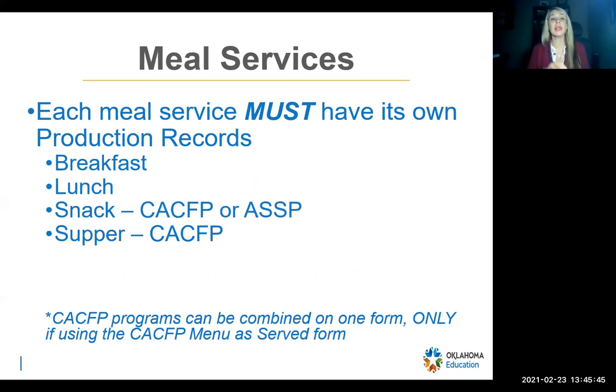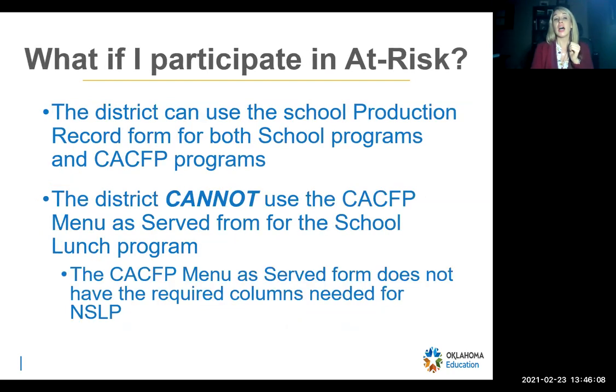Something else that we've been seeing, again, is that you must have a production record for each meal service. So if you do breakfast or lunch, they each have their own production record. If you do snack, it has its own menu as served form. Now, if you do CACFP, you can use the National School Lunch form. I just wanted to throw that out. If you participate in At Risk, you can use the school production record for your supper program, for At Risk, for your breakfast. Use this.